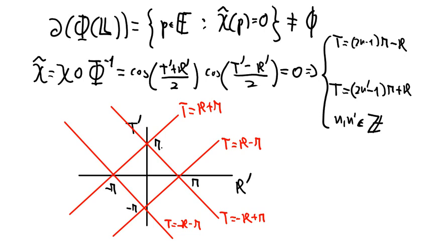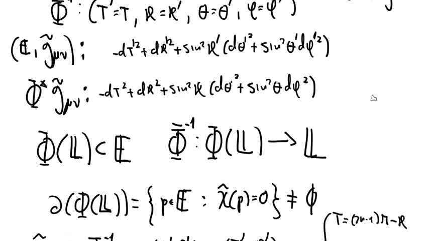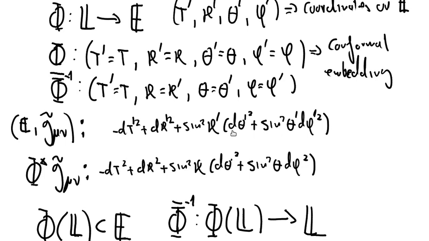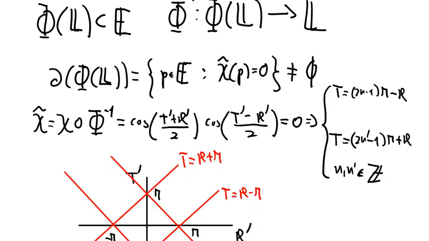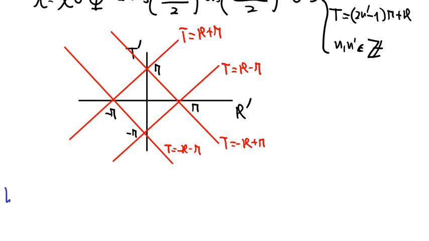At this point we need to remember the ranges of the prime coordinates, because if we go back and look at the line element of Einstein's static universe, there is a part of the line element which corresponds to the three sphere. So the range of R prime is this, because it corresponds to one of the polar angles of the three sphere. So if we look at this picture, we don't need to consider the whole plane. We just need to consider part of it, which I am going to indicate now.